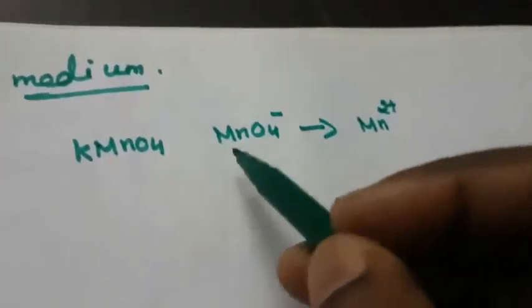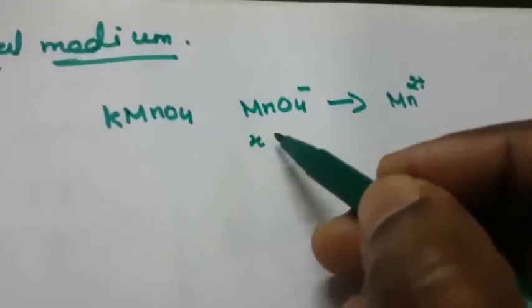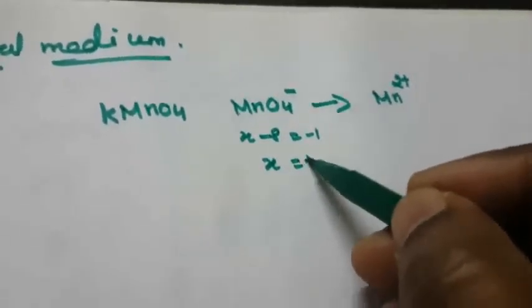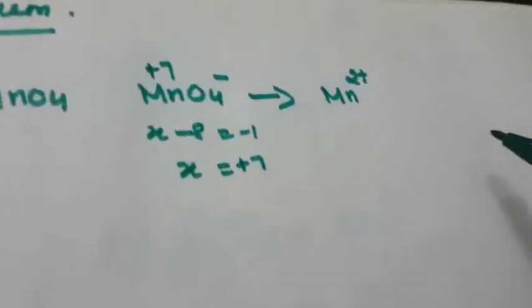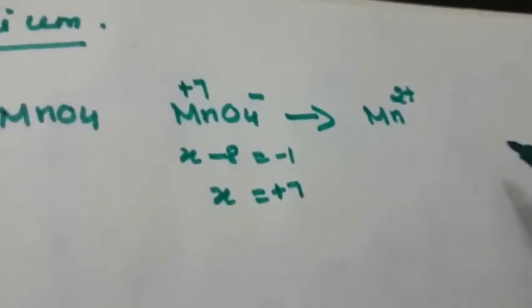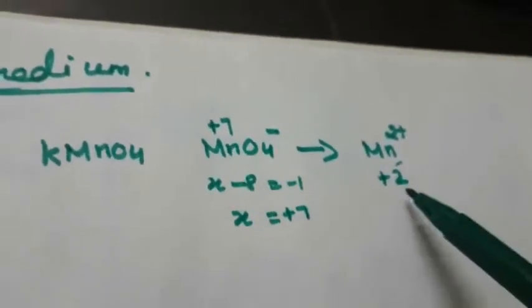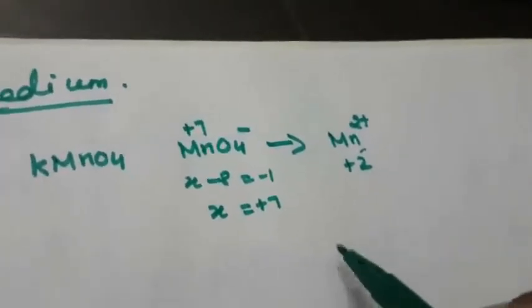In this one, what is the oxidation state? How to calculate the oxidation state? This will be x minus 8 equal to minus 1, so x is equal to plus 7. So this is the plus 7 oxidation state. Here, Mn2 plus is already given as plus 2. So plus 7 goes to plus 2. How many electrons will it gain? That is 5 electrons.